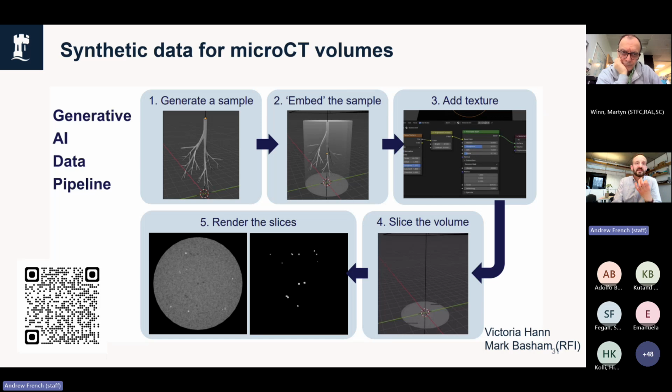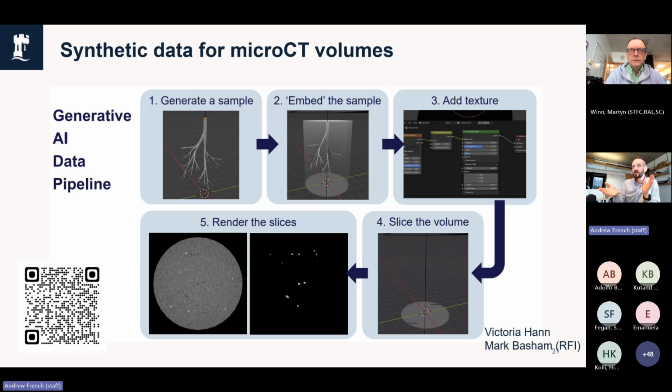So again, can we use synthetic data to produce more artificial micro CT volumes that we can train a segmentation algorithm with? Vicky, in her PhD, has been working on using a combination of L systems turned upside down. So we're generating a branching structure for roots rather than leaves this time. And using that inside Blender, which is a 3D modeling environment, to generate artificial micro CT volumes, which we can then divide into slices and then train AIs with to do segmentation.